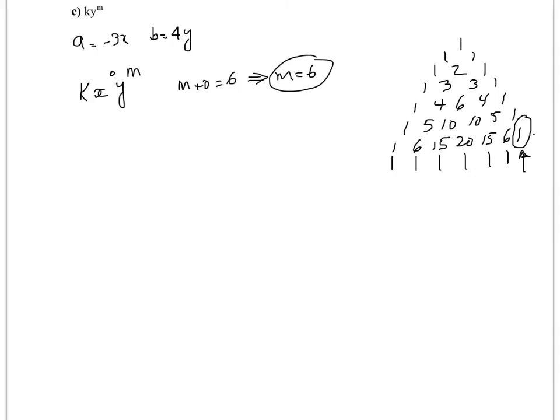So this means I have to evaluate 1 times (-3x)^0, and b is 4y, so (4y)^m, which is 6. So I have to evaluate this expression. This one gives me 1. 1 times 1 is 1. So k is 4^6, which is equal to 4096.